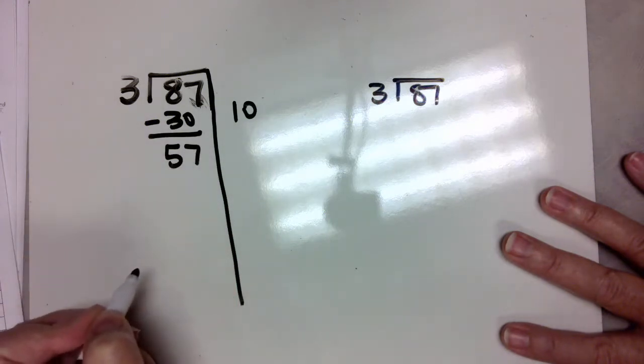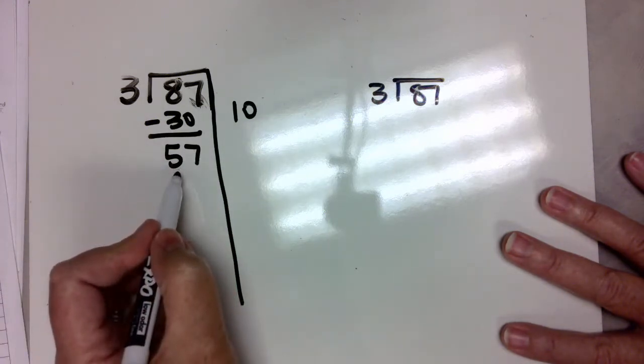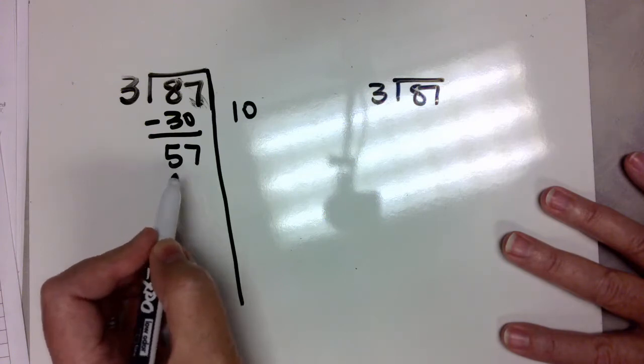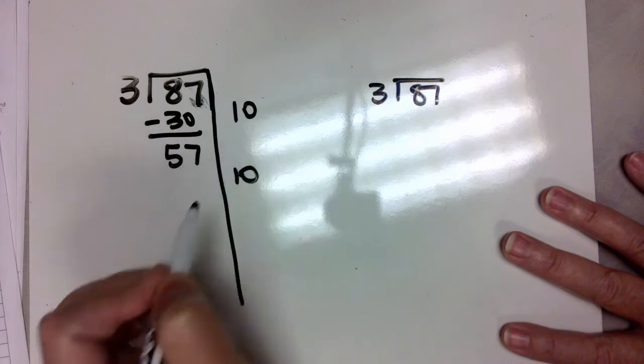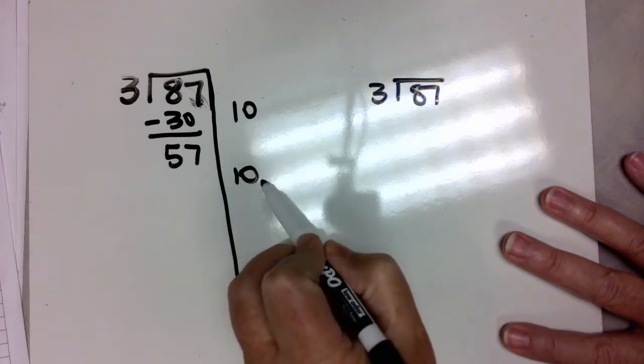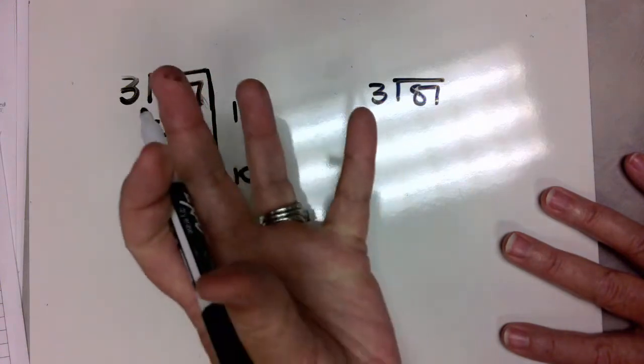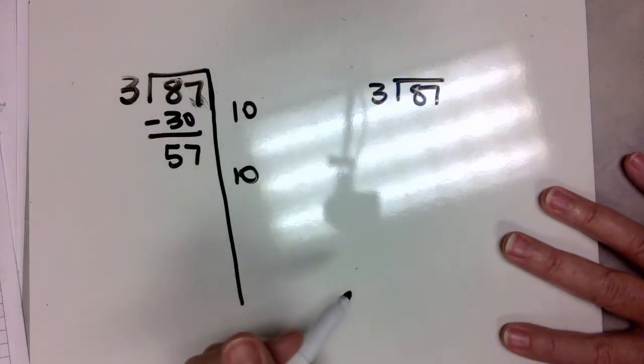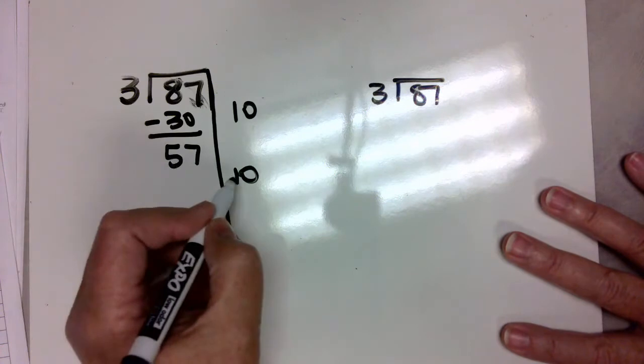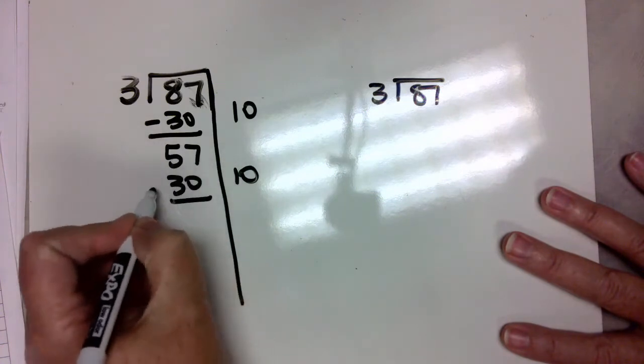Alright, now when we do that, we can see, oh look, there's another group of 10 that we can take out of this dividend. So let's take out another group of 10. This 10 is part of my quotient. However many numbers I take out, those are my partial quotients, and I'll put that back together later for my final quotient. Alright, 10 groups of 3 is 30.